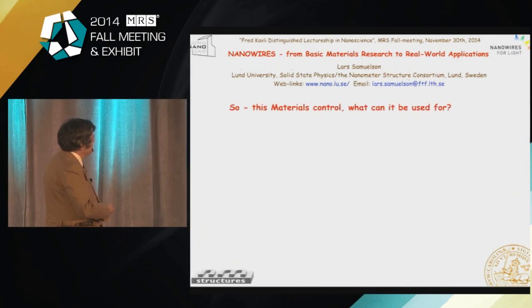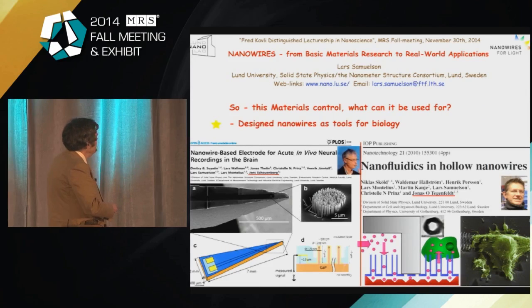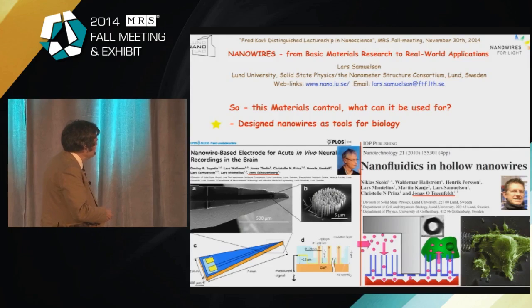So something about what you think they can be used for, I'll quickly go through that. One example of what we're doing in biology. In the back of the room, you can't read more than maybe the title, Nanowire-based electrode for acute in vivo neural recordings in the brain.